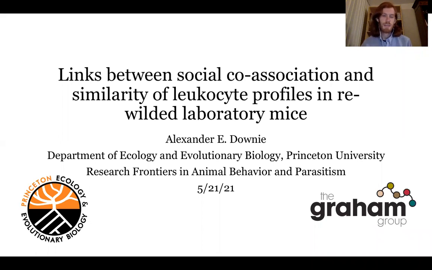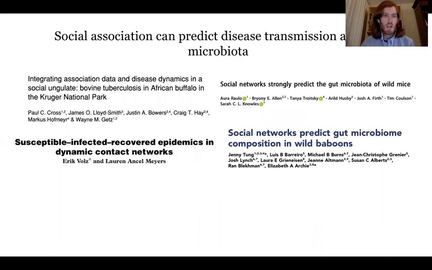My name is Downie, and I'm delighted to have the opportunity to talk to you all about some research I've been doing on social association and immune defenses. Social association has been shown by a lot of folks here and elsewhere to be really important for disease transmission and gut microbiota, right? And the structure of networks.